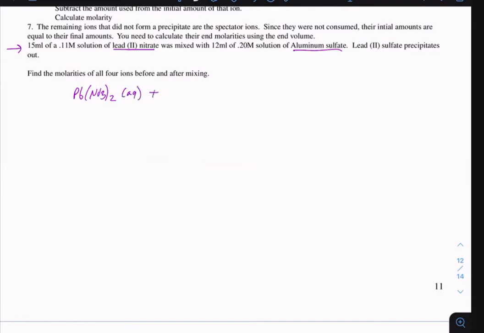If you are working with solutions, then your state is aqueous because it's starting as a solution. And we get aluminum sulfate is the other reactant. Always check your charges, right? Don't just write AlSO4. That's not right. You have to check your charges, make sure that your compound makes sense. And you are told that lead 2 sulfate precipitates. So that is your solid, right? Precipitates means solids form. So we use S as our solid.